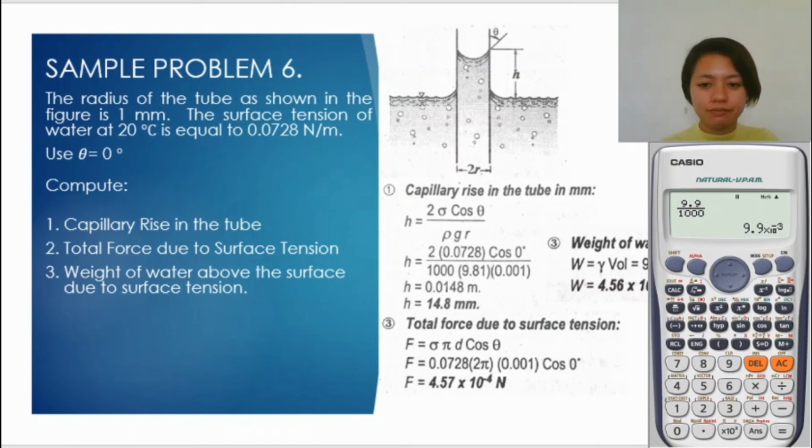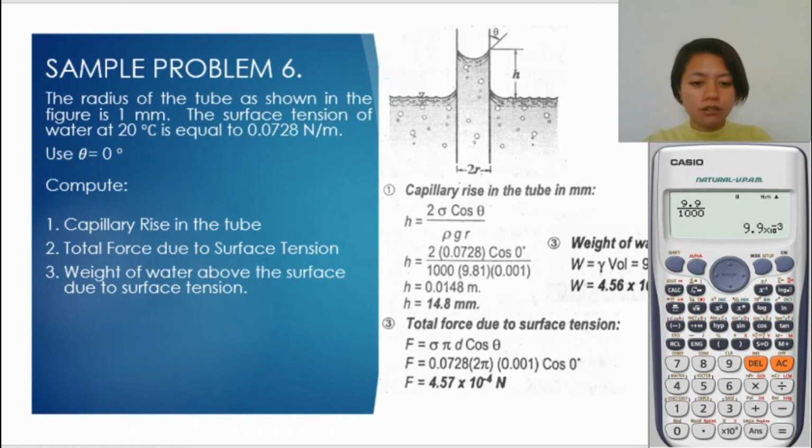Last. The radius of the tube as shown in the figure is 1.0 mm. The surface tension of the water at 20 degrees Celsius is equal to 0.0728 Newton per meter. Use theta equals 0 degrees. Compute: 1. the capillary rise in the tube, 2. the total force due to the surface tension, then 3. the weight of water above the surface due to surface tension.